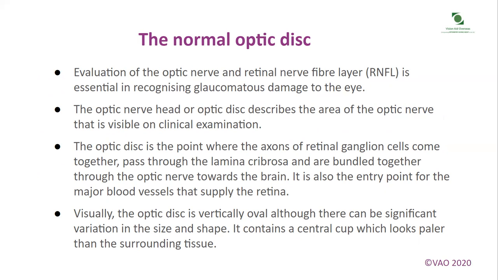The optic disc is the point where the axons of retinal ganglion cells come together, pass through the lamina cribrosa, and are bundled together through the optic nerve towards the brain. It is also the entry point for the major blood vessels that supply the retina. Visually, the optic disc is vertically oval, although there can be significant variation in the size and shape. It contains a central cup, which looks paler than the surrounding tissue.